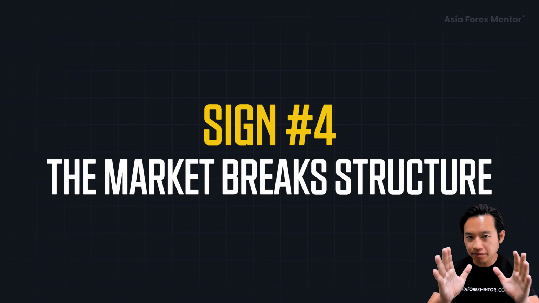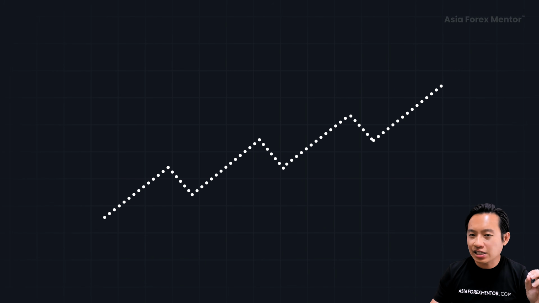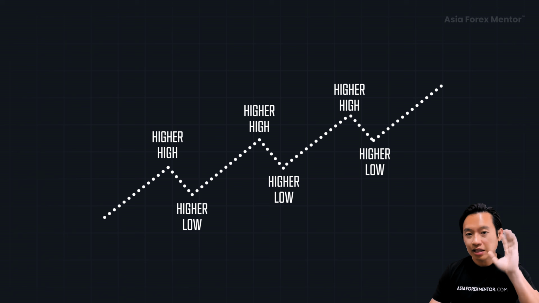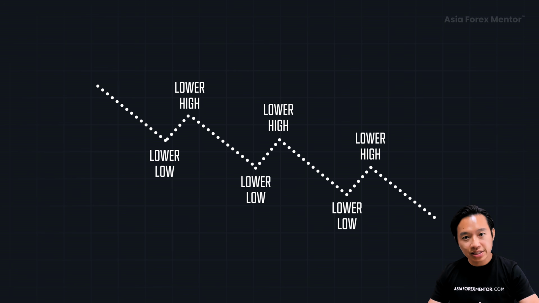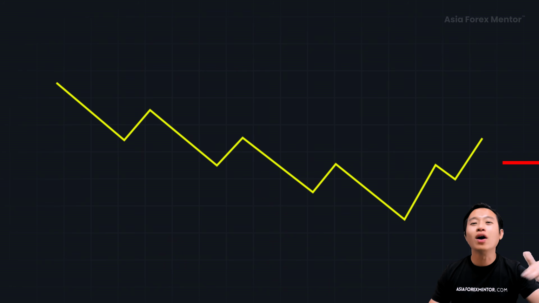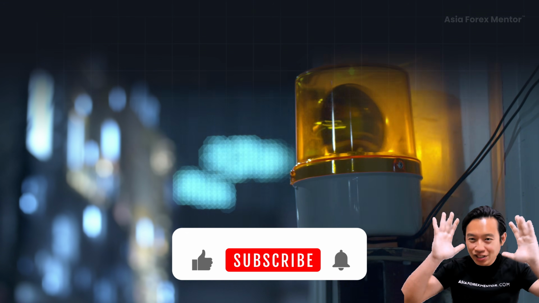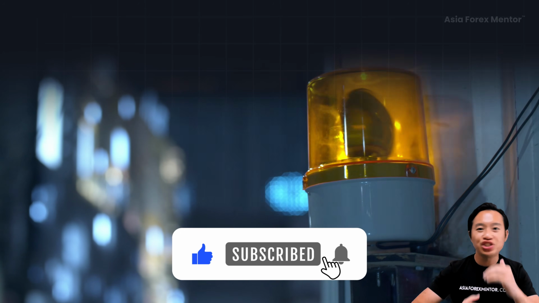Next, number 4, the market breaks structure. This is important. If you ignore everything else, at least pay attention to this. As long as the market is making higher highs and higher lows, the uptrend is still good. If the market is making lower highs and lower lows, the downtrend is intact. But when the price breaks the last major swing low in an uptrend, or the last swing high in a downtrend, this is not just a red flag. This is like the fire alarm going off. That's when you know the market is shifting gears.